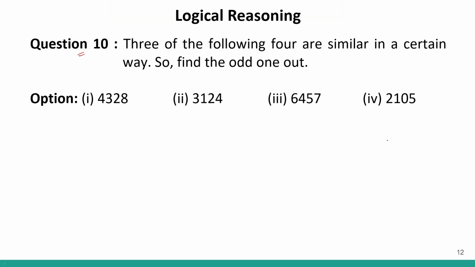In question number 10, 4 options are given to us and we have to identify which of them is the odd one out. If I look at these options, let me call this A, this is B, and the middle 2 digits are C. So A and B, and the middle digits are C.